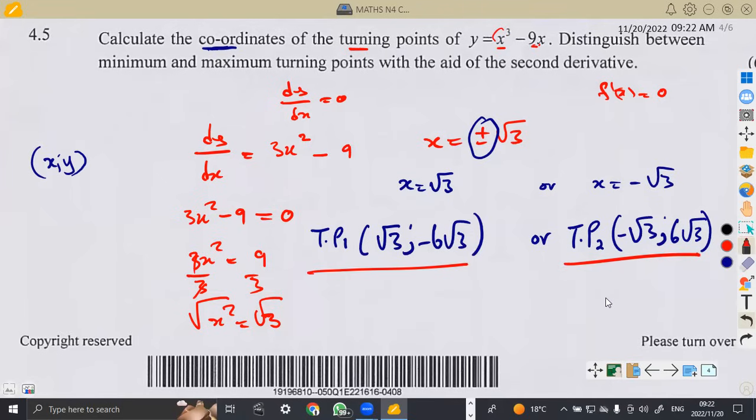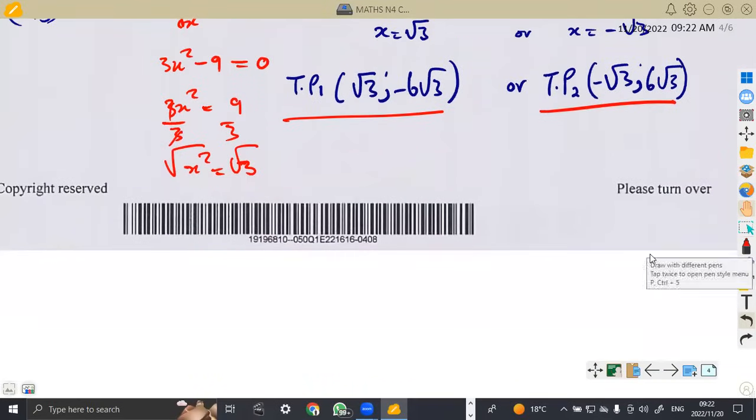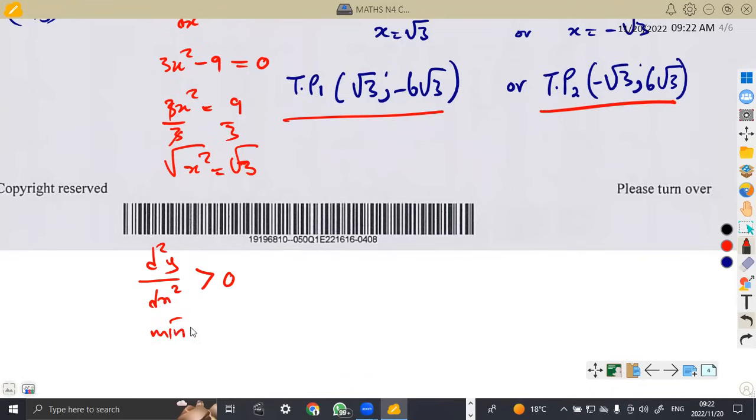But now we are further told to distinguish between minimum and maximum turning points with the aid of the second derivative. For these two points, we want to know which one is the maximum turning point and which one is the minimum turning point by using the second derivative. So how do we apply the second derivative? The second derivative is with respect to x. If it is greater than 0, it means that's a minimum turning point. Then if the second derivative with respect to x is less than 0, that means it's a maximum turning point. So this is what you're supposed to prove.